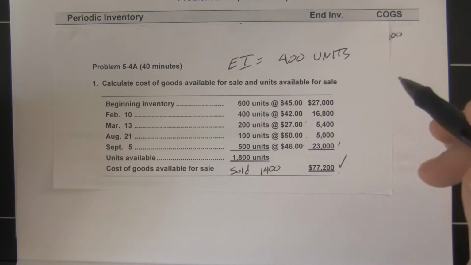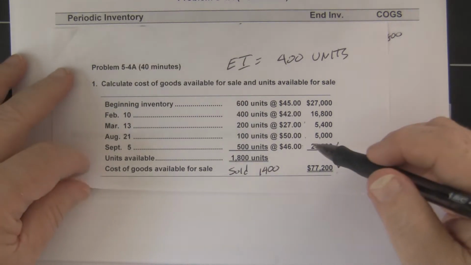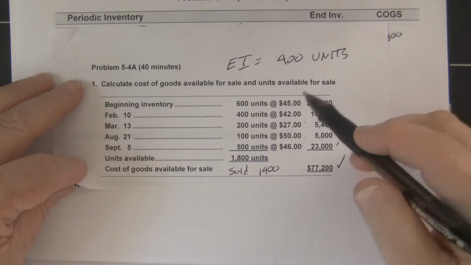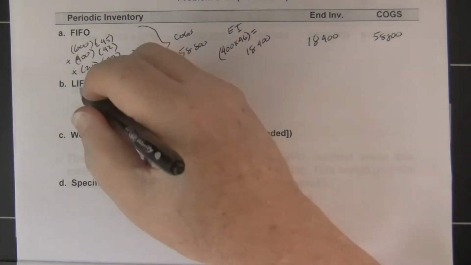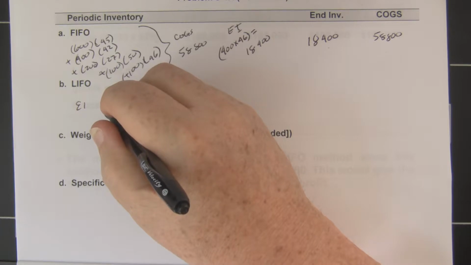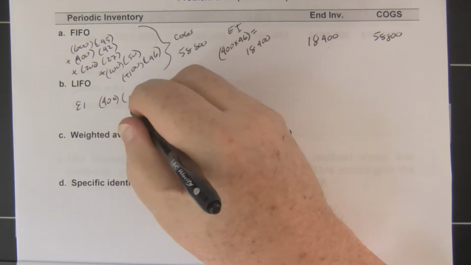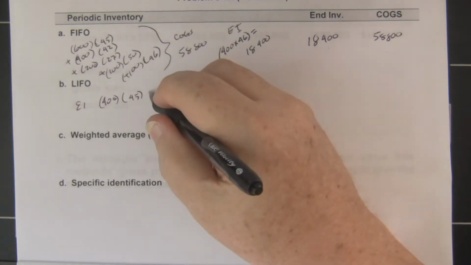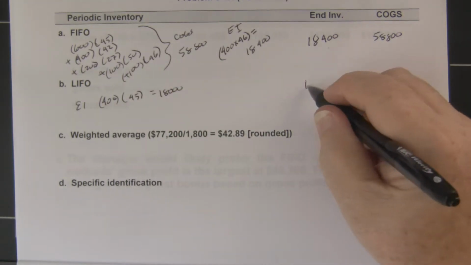So under LIFO, we're saying that we have 400 of the oldest units left. That's these. So the ending inventory under LIFO is 400 units times $45. That's $18,000. That's the ending inventory.